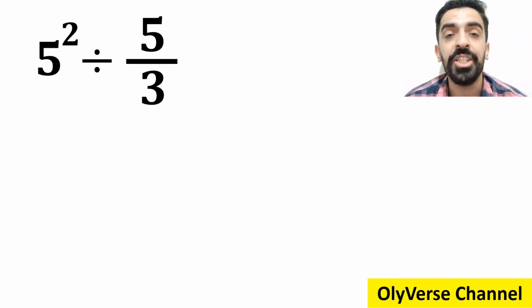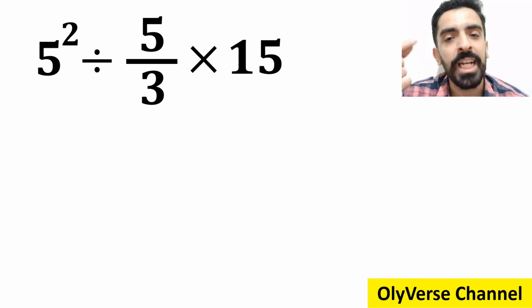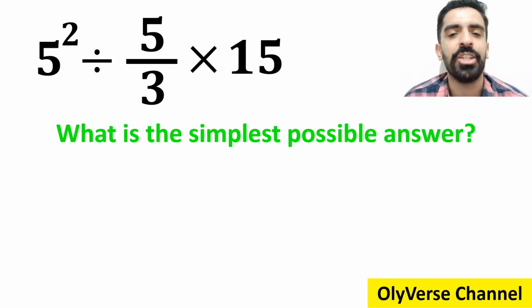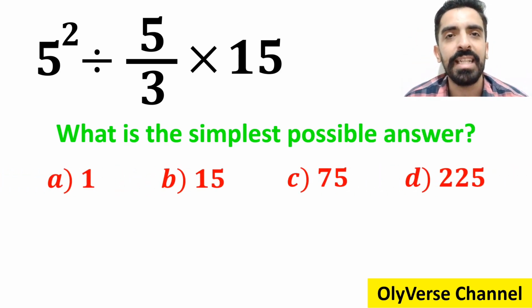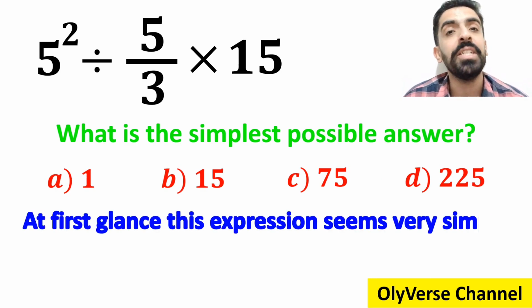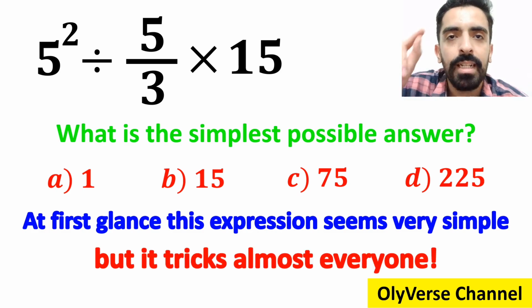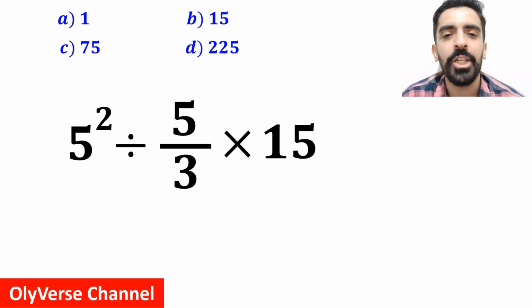If we have the expression 5 to the power of 2 divided by 5 over 3 multiplied by 15, then what is the simplest possible answer for this expression? Which option do you think is the correct answer to this question? At first glance, this expression seems very simple, but it tricks almost everyone. Let's dive in and break it down step by step together.